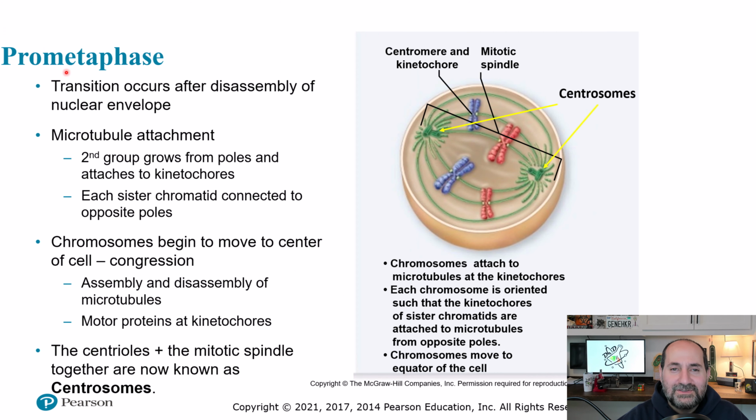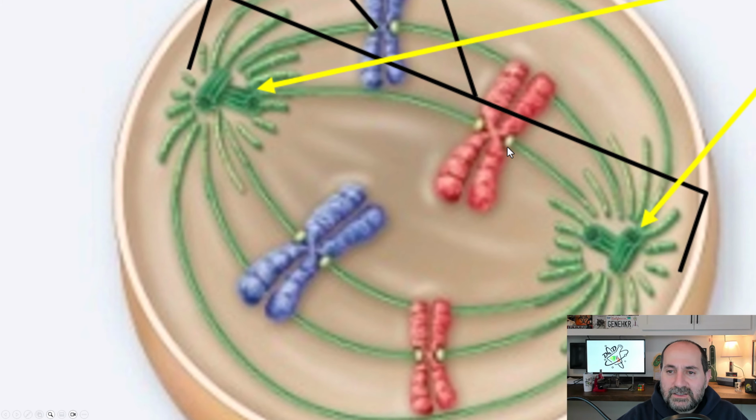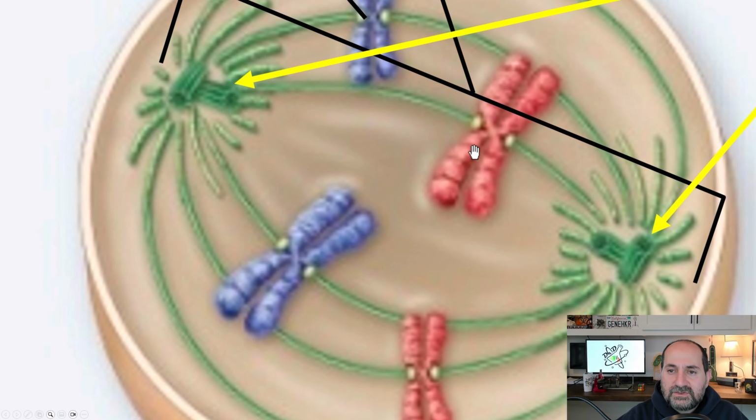All right, now what happens during prometaphase? Look at this. Do you still see a nucleus, or has the nucleus broken down? The nucleus has broken down. I don't see a nucleus. In fact, the sister chromatid pairs are floating around in the cytoplasm. And I want you to take a close look here. Not only are the sister chromatids floating around, but it looks like microtubules spanning from the centrosome here. The microtubules have attached to the sister chromatid pairs.